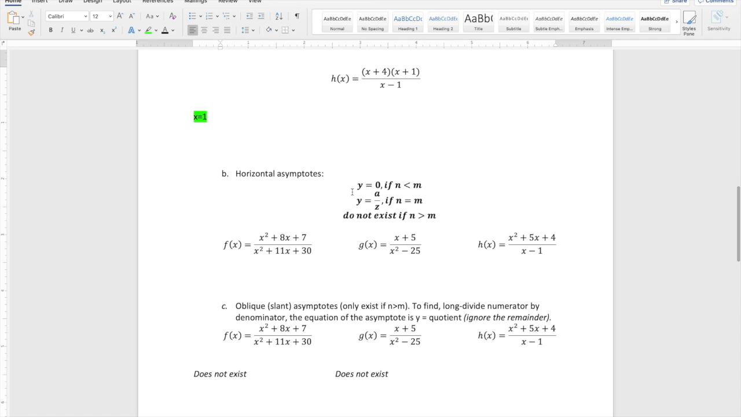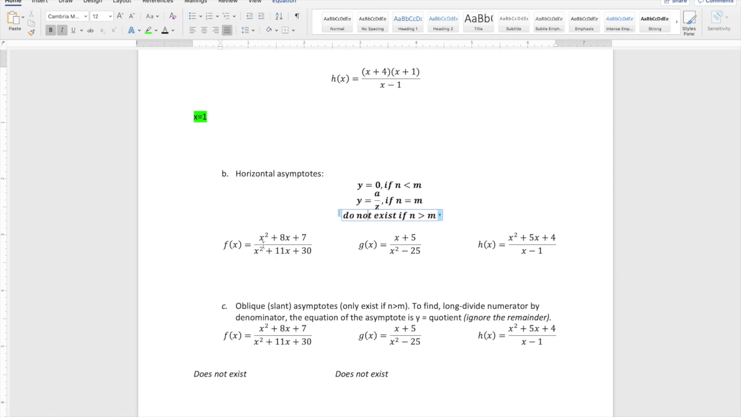Okay, so here's the rule. If the top degree, the top exponent, is less than the bottom exponent, then the horizontal asymptote is y equals 0. If the top degree is the same as the bottom degree, then to find the horizontal asymptote, you will say y equals, and then you have to divide the top coefficient by the bottom coefficient. Finally, you will have no horizontal asymptote if the top degree is larger than the bottom degree. So that's what you look for first, the degrees at the top and at the bottom, and then depending on them, the N and the M, you're going to determine what your asymptote is.